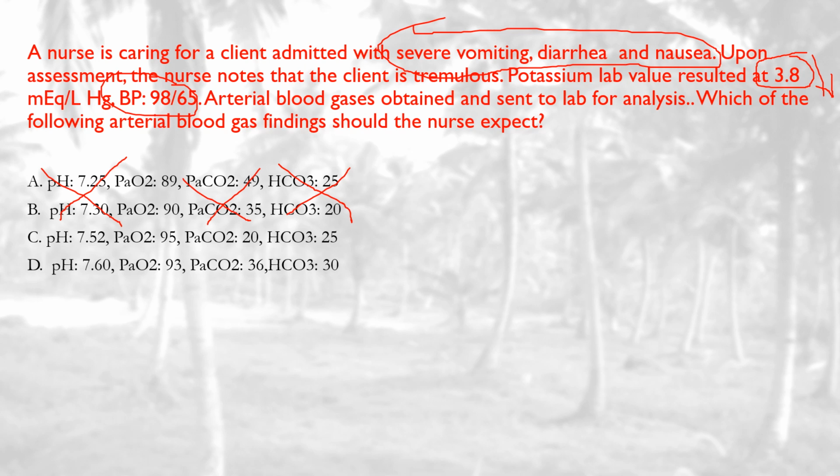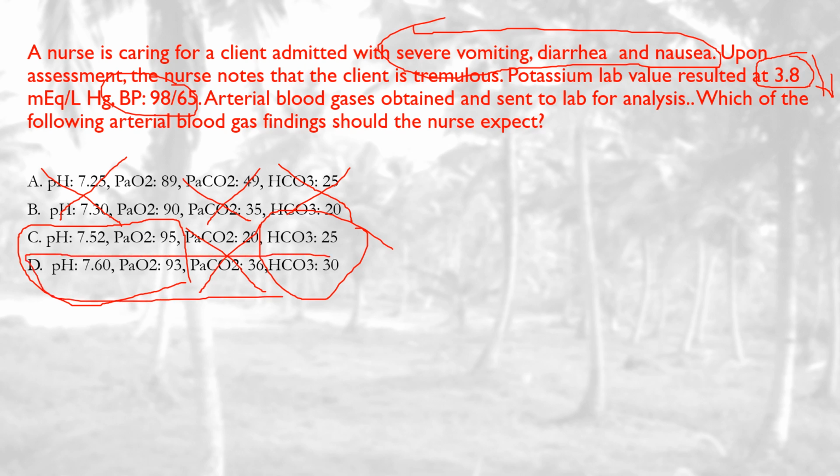Again, we know that this is metabolic, so we can also eliminate the CO2. This actually narrows it down and really simplifies it, down to the two choices. Now we're not looking at our pH anymore. Let's look at our bicarb. This is where you need to know your normals, right? Normal bicarb is 22 to 26. So our answer is going to be D.